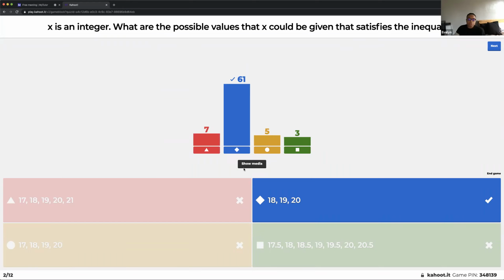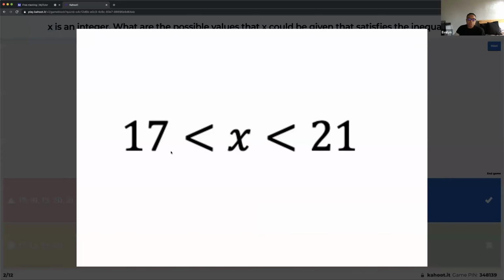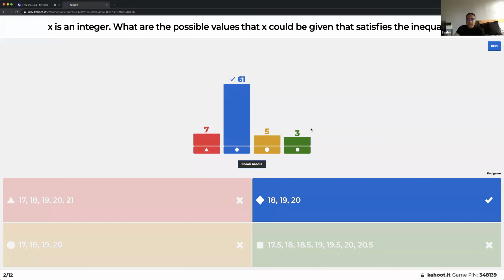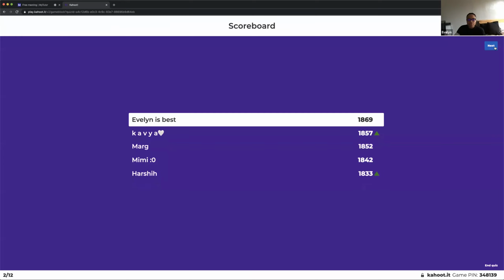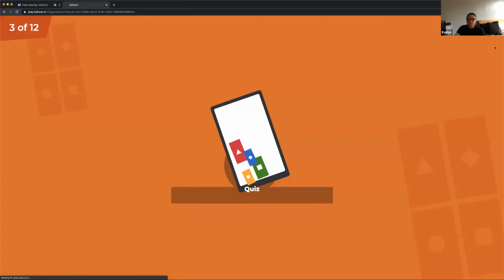Right, let's have a look at this one. So 18, 19, 20, brilliant. Remember, x is greater than 17 and x is smaller than 21. So it doesn't include 17 and 21 because there's no line underneath it. It's not equal to. So it's just all the whole numbers, because remember, x is an integer. So brilliant. Well done for the top 5.